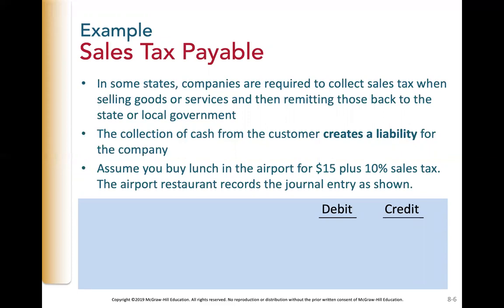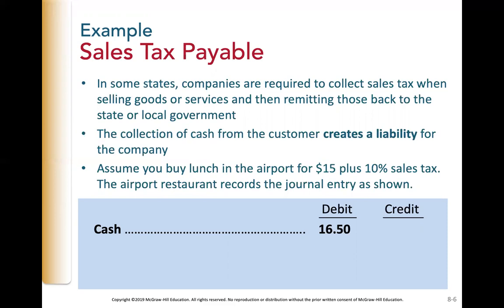So assume that you're at RDU and you buy lunch for $15 plus 10% sales tax. The airport restaurant would record the journal entry as shown. How much cash did the airport actually receive? Well, the airport received the $15 lunch plus 10% sales tax. They received a total of $16.50.